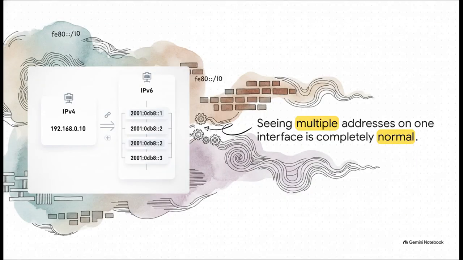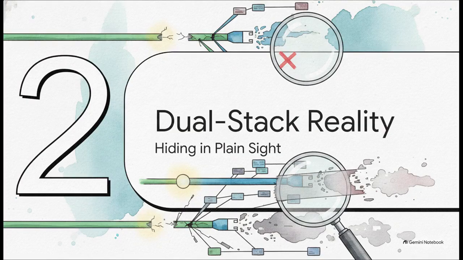This is a perfect illustration of that first major mental shift. Seeing multiple IPs on a single interface, totally normal. You might see a link local address starting with fe80 alongside a global unicast address, plus some temporary privacy addresses, all sitting there at once. Do not freak out. It is not a misconfiguration. I've seen admins waste hours trying to fix this, but this is literally just how the protocol is designed to operate.